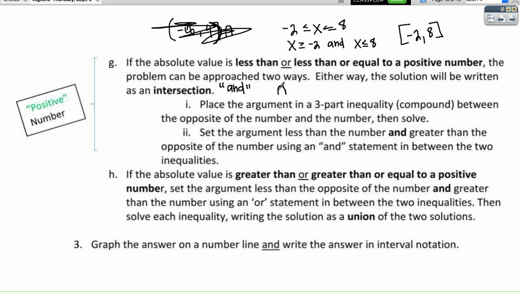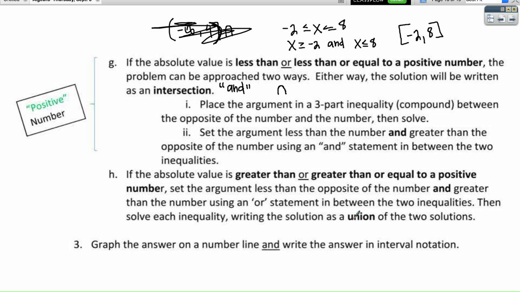From there, we've got a three-part inequality, a compound one between the opposite of the number and the number. So again, we're flipping the sign and changing the number. Okay. If the absolute value is greater than or equal to a positive number, then we're going to do the same thing that we did. We're going to flip the sign and change it to the negative and solve both situations.